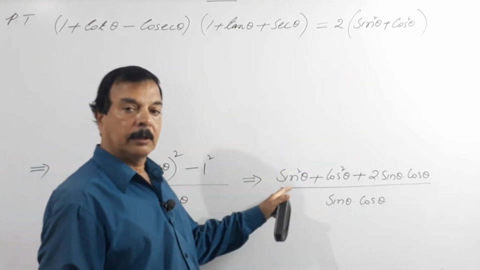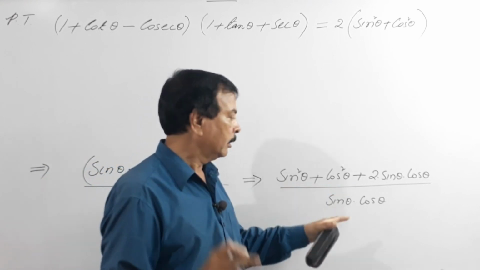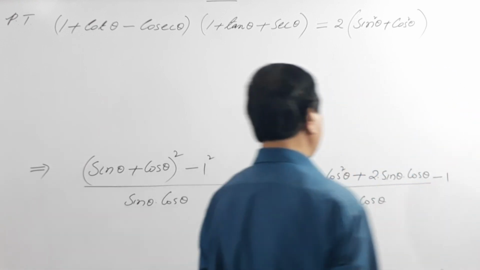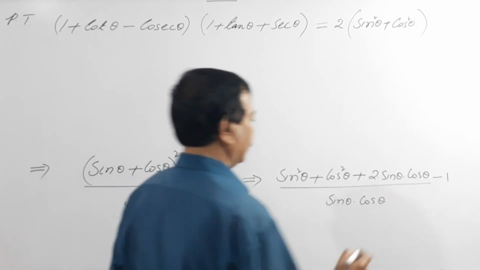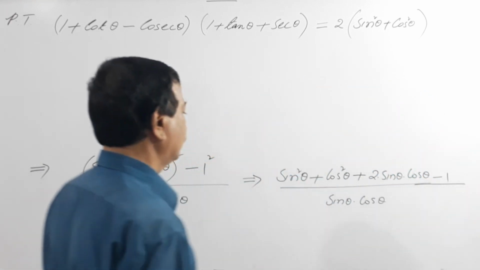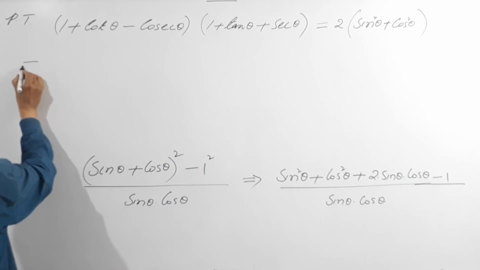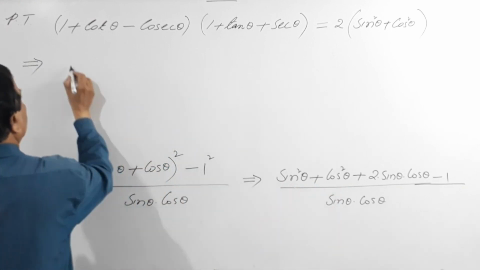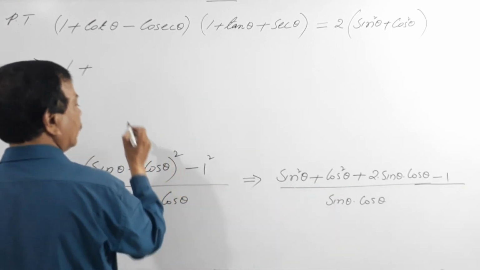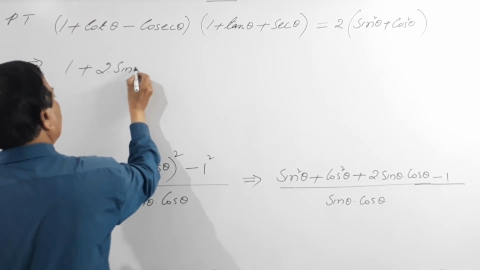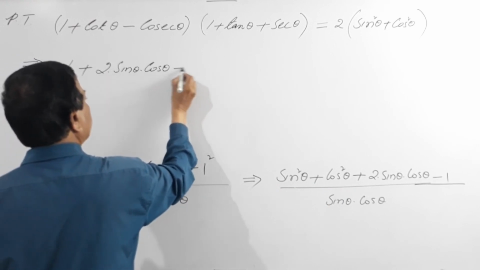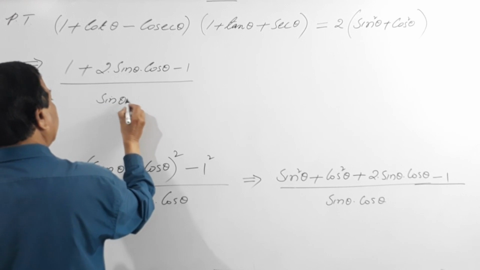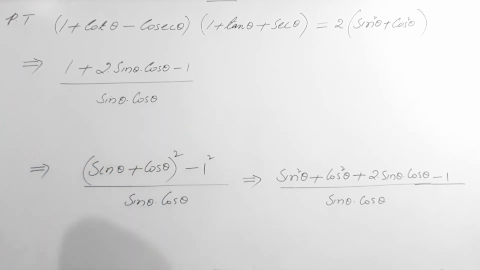So what has happened? Sin square theta plus cos square theta is 1, and here minus 1 because we have minus 1 here. So what happens here? This equals sin square theta plus cos square theta is 1, plus 2 sin theta into cos theta minus 1, divided by sin theta into cos theta.